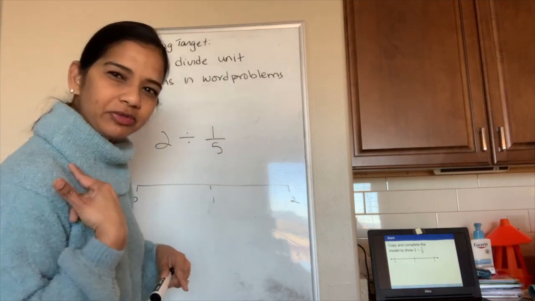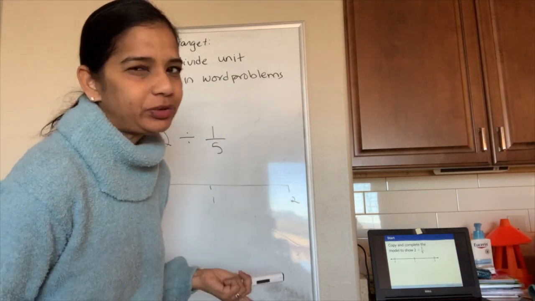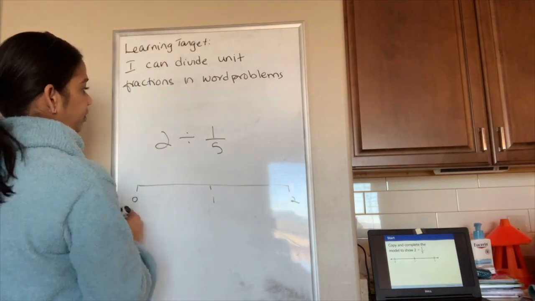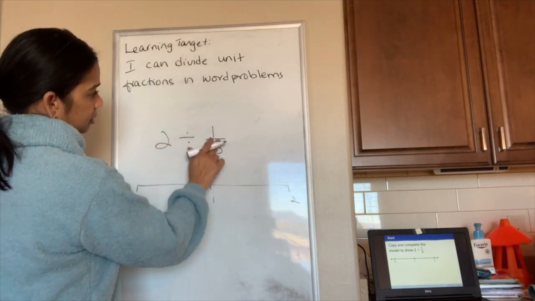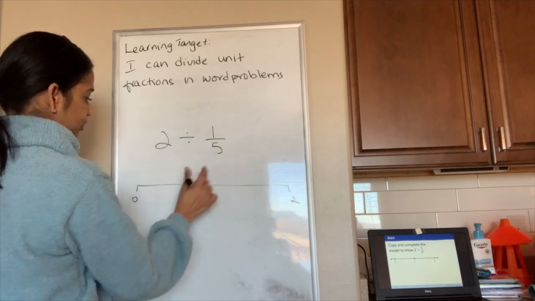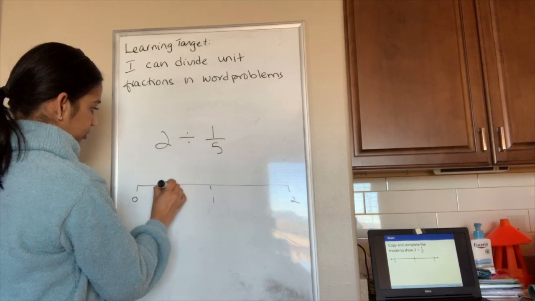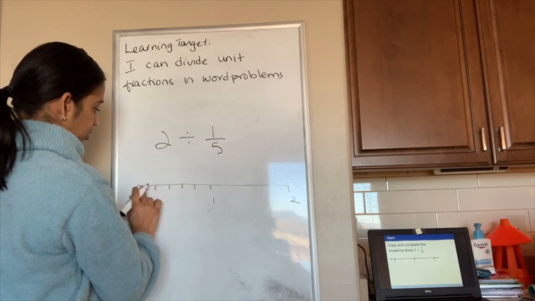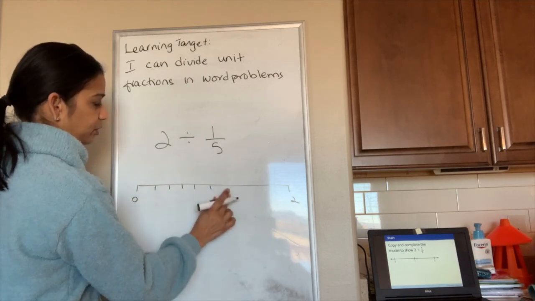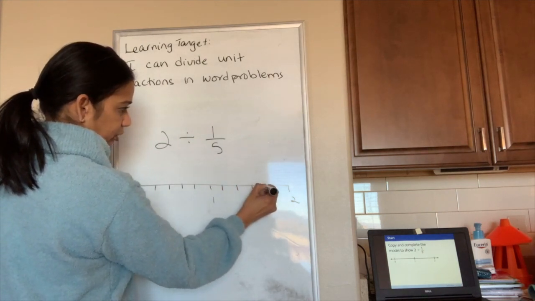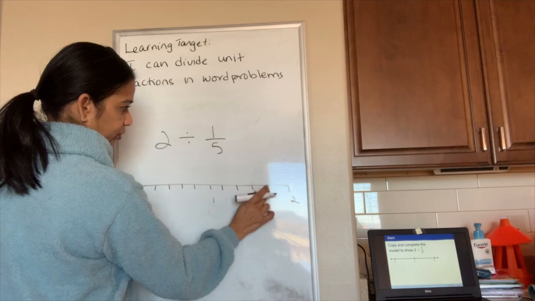And I'm gonna do some think aloud to myself, like if I were you and my teacher asked me that, what would I do? So 2 divided by 1/5, that means the whole is 5 parts. So I'm gonna divide from 0 to 1 into 5. 1, 2, 3, 4, 5. And I'm gonna do the same thing here. 1, 2, 3, 4, 5.